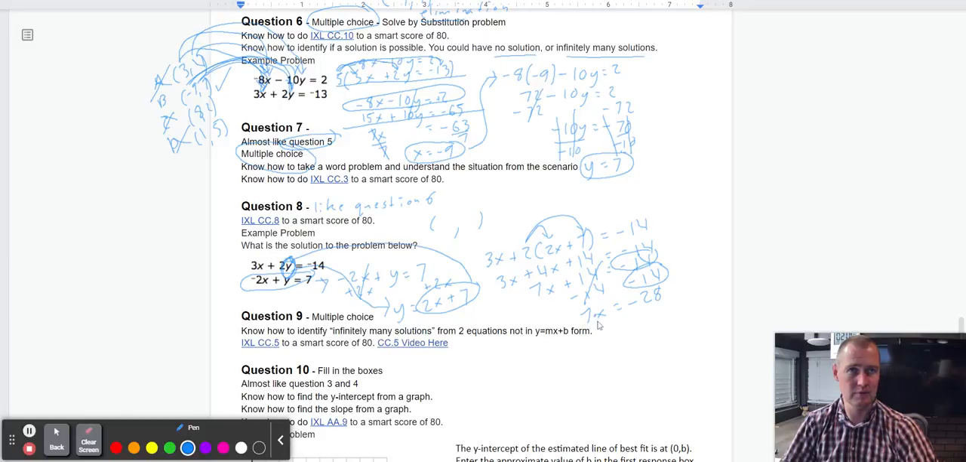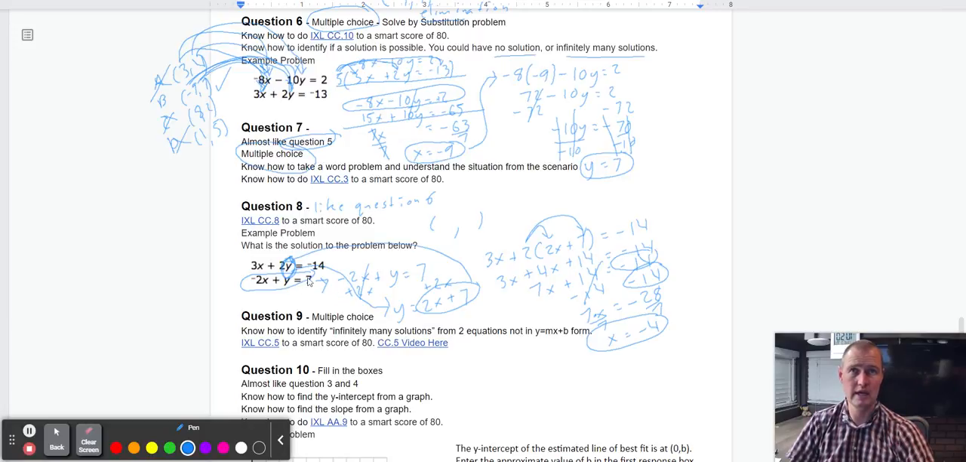Last step, opposite of multiply is divide by 7. So divide by 7, divide by 7. We have x equals negative 28 divided by 7 is negative 4. Use a calculator if you get stuck on that part. So there we have an x value. Now we need a y value.